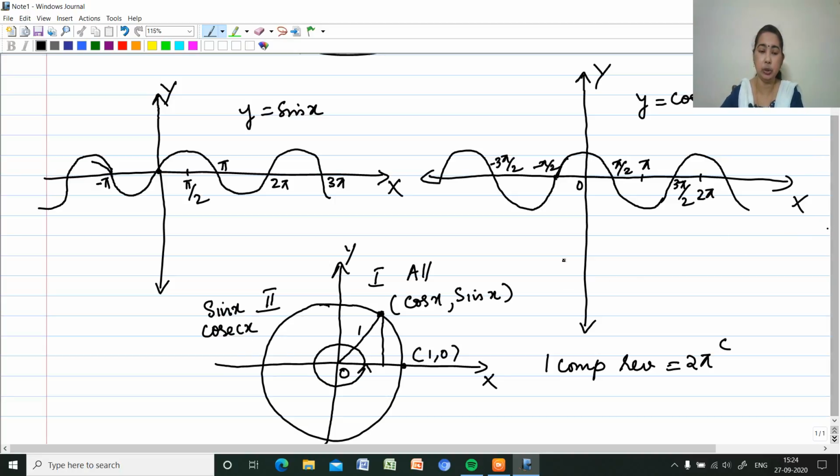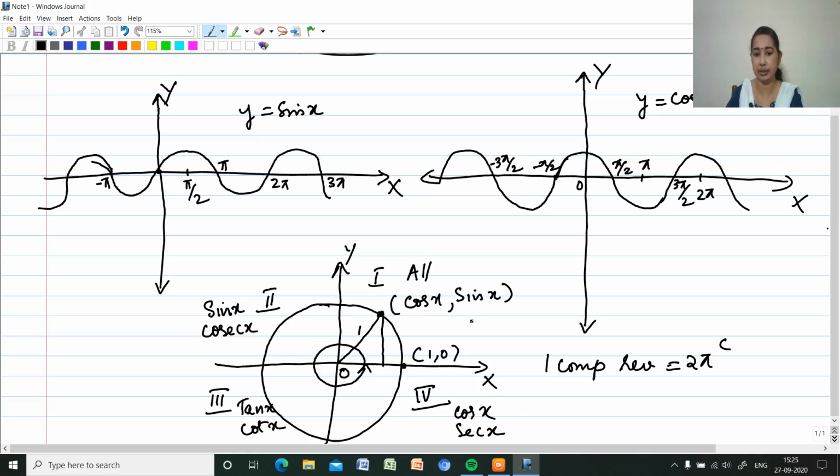Whereas in the third quadrant, tan x will be positive and also its reciprocal cot x will be positive. And in the fourth quadrant, cos x and its reciprocal sec x will be positive.